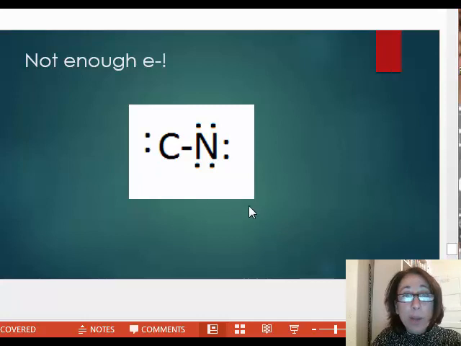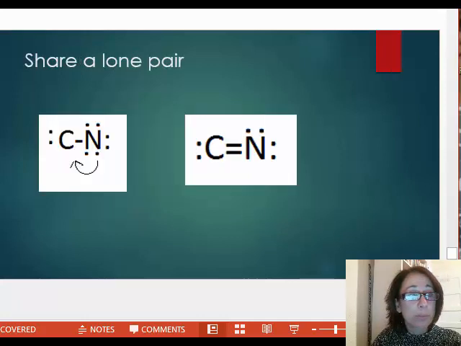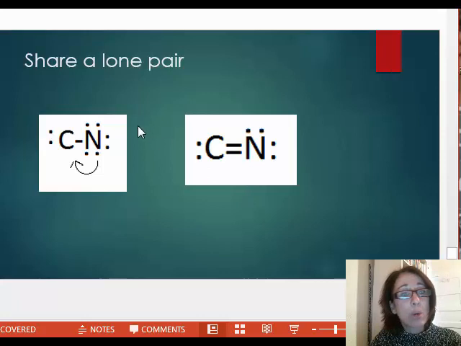When there aren't enough electrons to satisfy the octet rule, it means the atoms have to share more electrons. We will take a lone pair from the nitrogen, since I've placed most of the lone pairs on nitrogen, and share it with carbon to make a bond. Nitrogen still has 2, 4, 6, 8 electrons, and now carbon has 2, 4, 6.